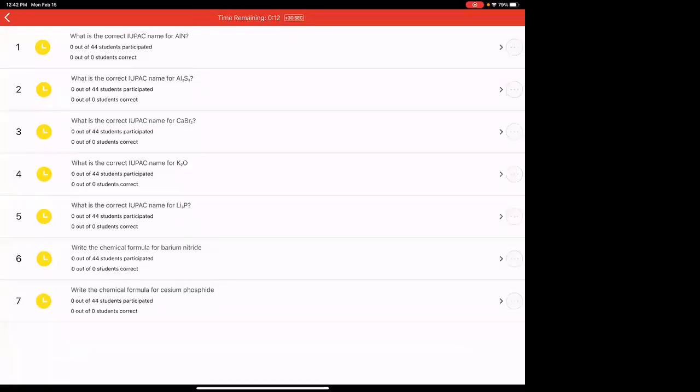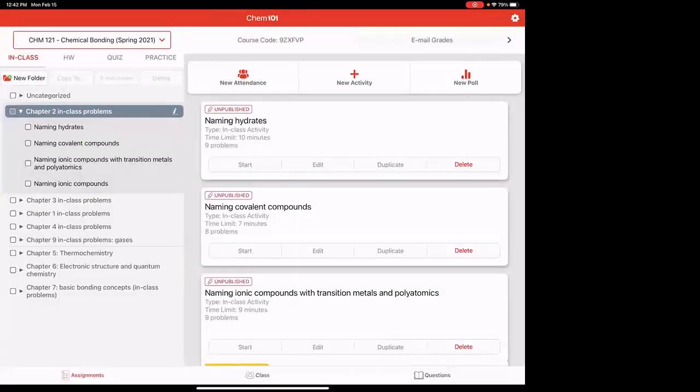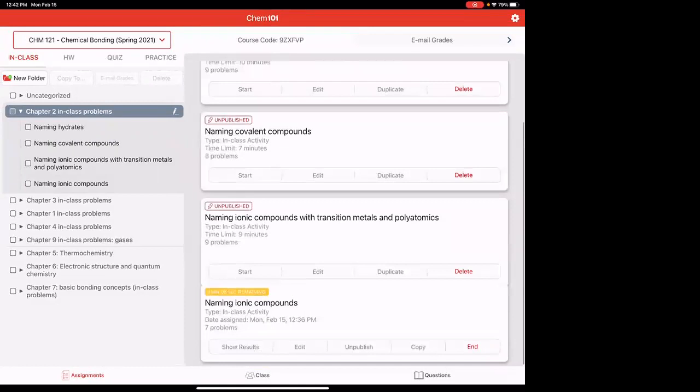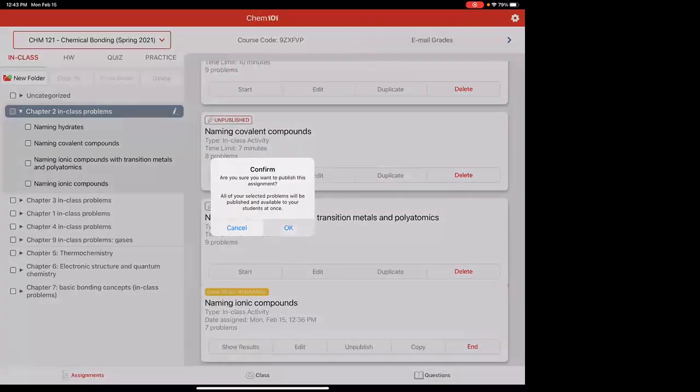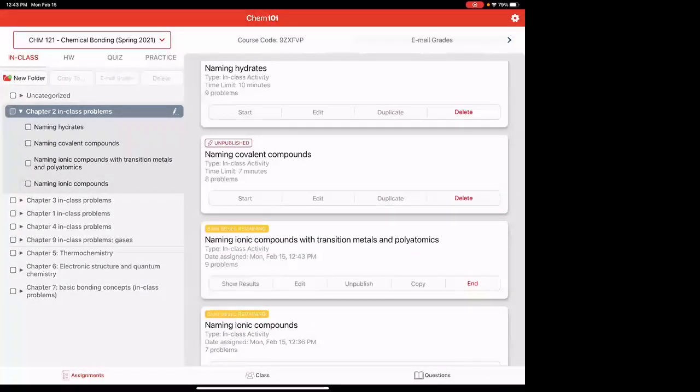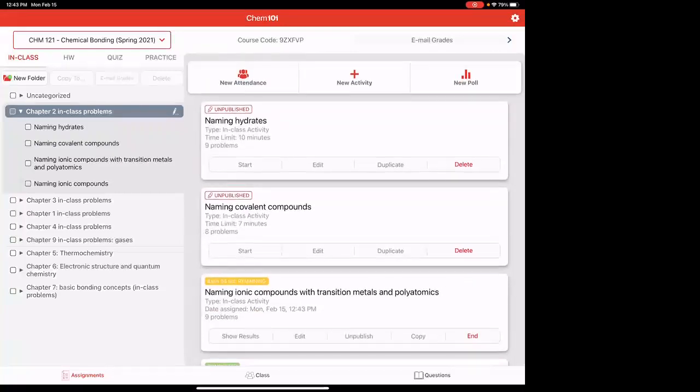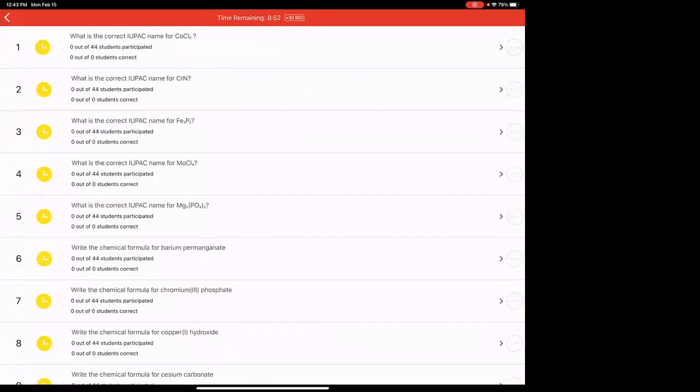I'm going to open up the second one now, because that's going to give you some dealing with transition metals and polyatomics. I'm sure a lot of folks already finished with the first one, so we'll go ahead and open up the second one here. And you see how far you get with this.